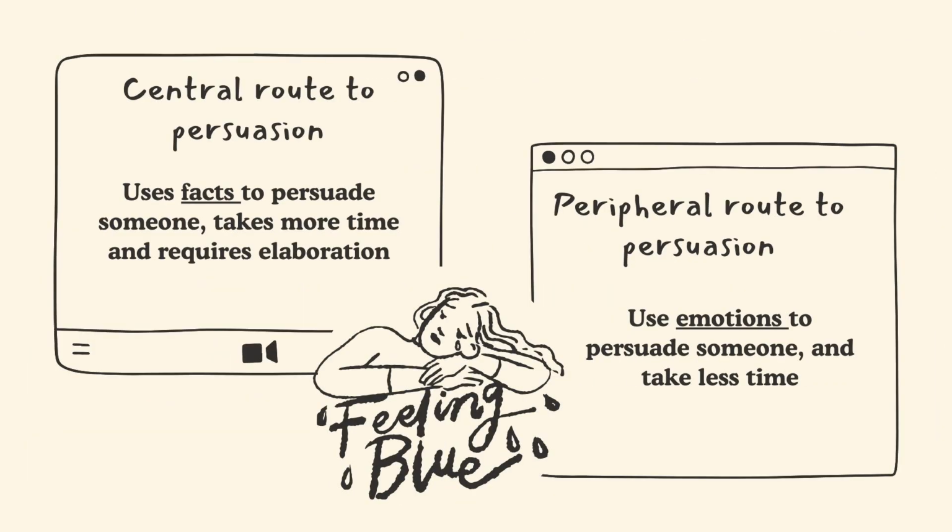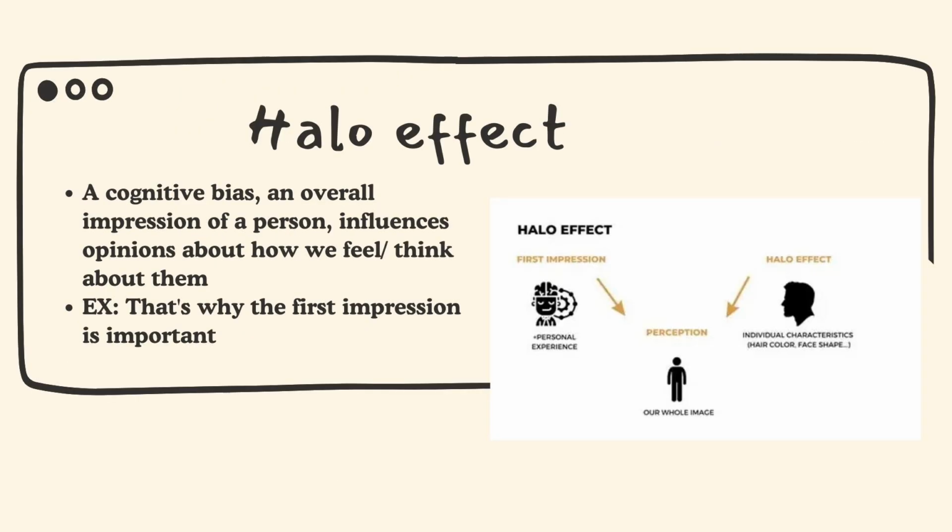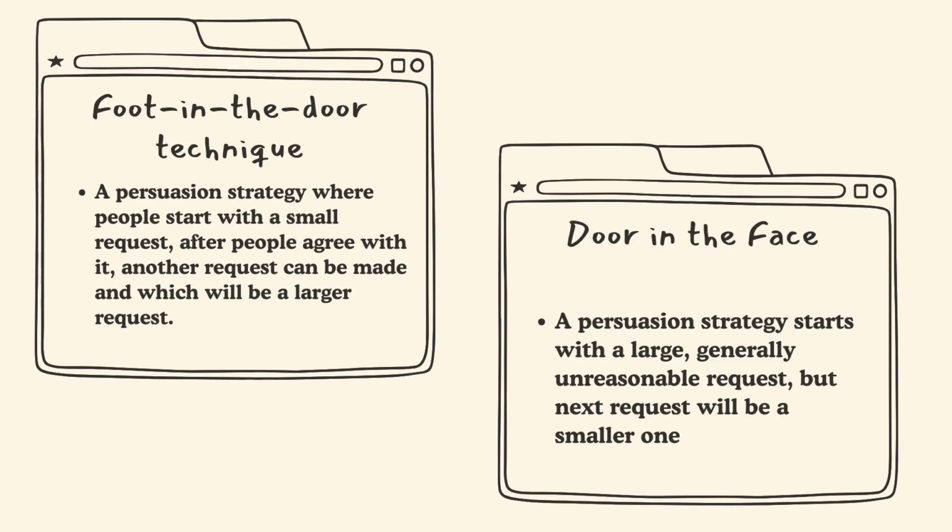Central route to persuasion uses facts to persuade someone. It usually takes more time and requires elaboration, because most of the time people don't like to hear facts. Peripheral route to persuasion uses emotion to persuade sometimes and takes less time. After that, we're going to talk about the halo effect. The halo effect connects to these two types of routes to persuasion, and it is a cognitive bias where an overall impression of a person influences our opinion about how we feel or think about them, and this is why the first impression is important.